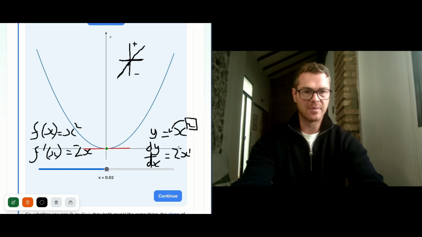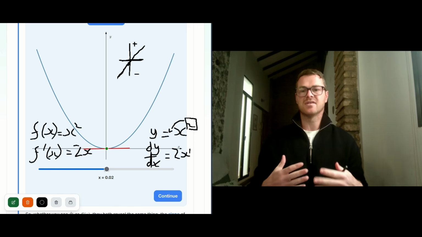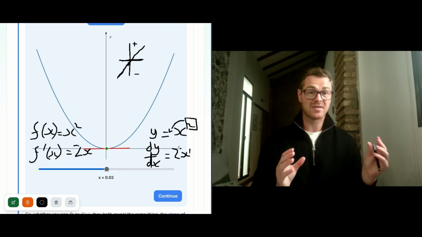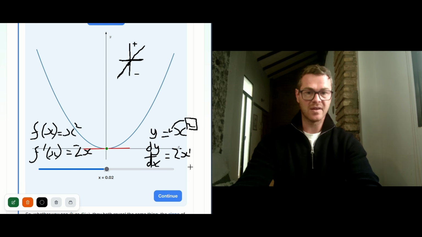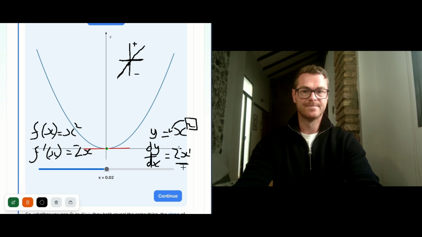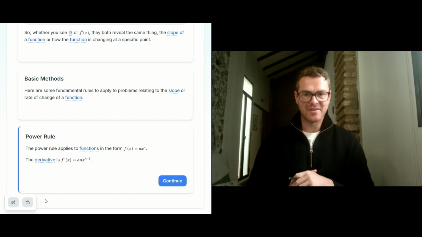Technically, that's 2x to the power of 1. And this is why differentiation is just so nice: you can apply a very simple trick to it, and it will tell you what the equation for the slope is immediately. Okay, so let's talk about some basic methods.